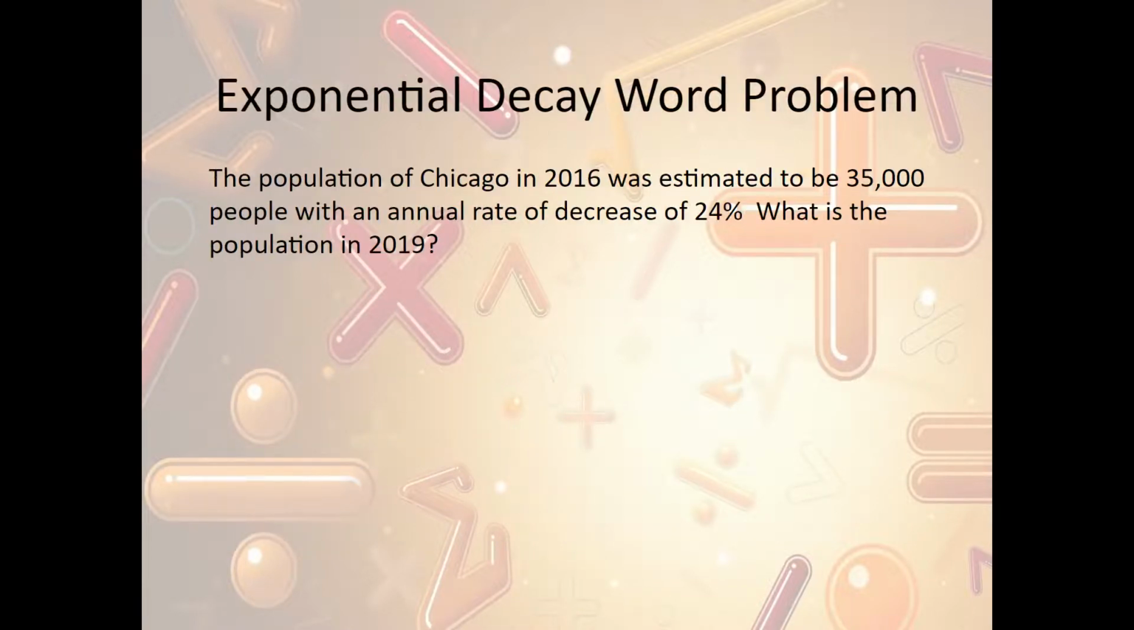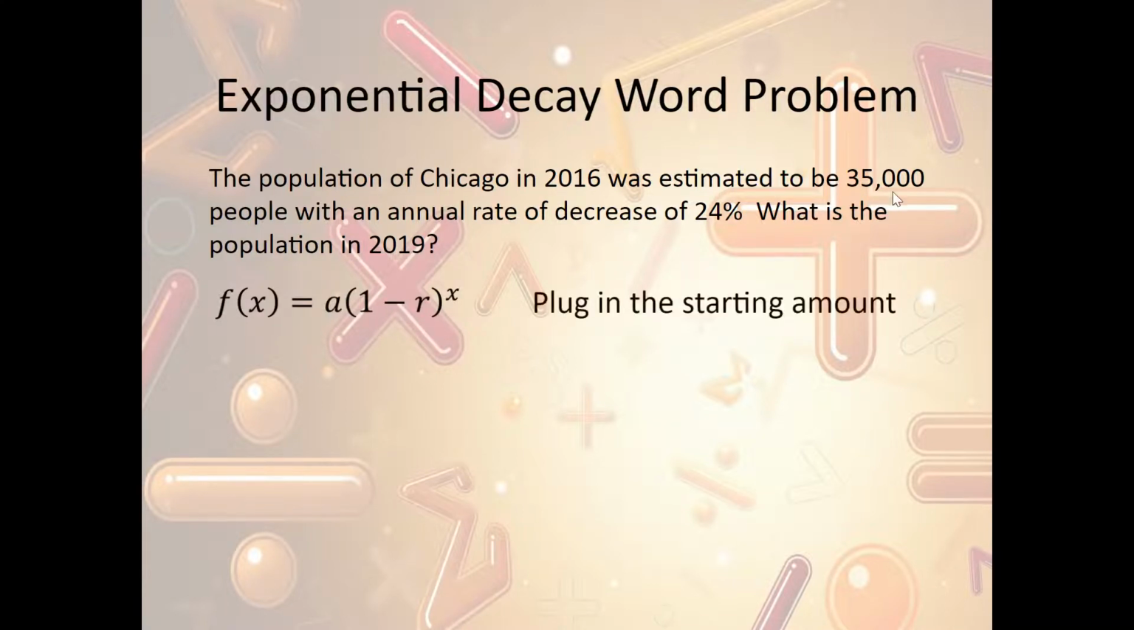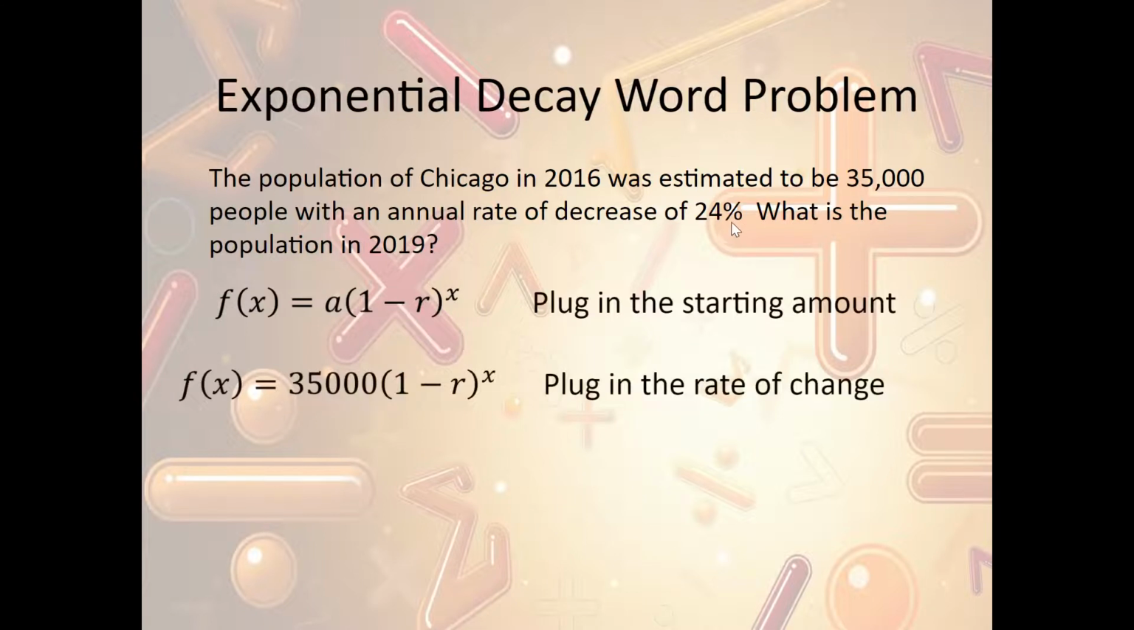Now let's look at exponential decay. So this time the population in Chicago was decreasing by 24%. So we start here with our equation of a times 1 minus r to the x. We know it's minus because we're decreasing. And we're going to plug in the starting amount. The starting amount was 35,000, and that goes in for A. Then we plug in our rate of change. Our rate of change is 24%, so we're going to move the decimal back 2 places. 1, 2. So that's 0.24.